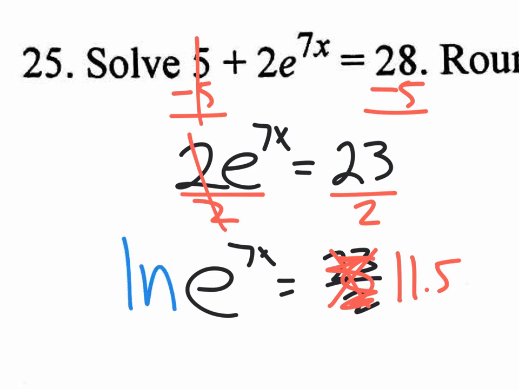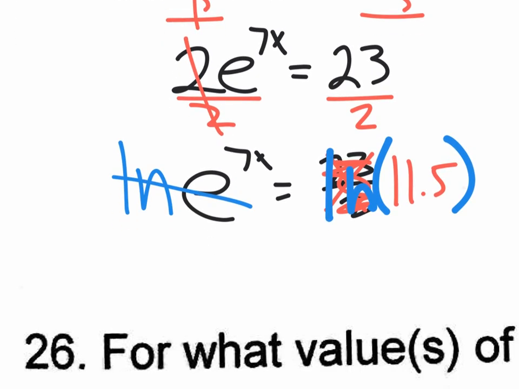And what you do to one side, you do to the other side. Let me change the thickness of the pen here. We're going to do ln of this side also. Okay? So anyway, the ln of e cancels out. We now have a nice, beautiful 7x. We have an equal sign. And we have ln of 11.5.